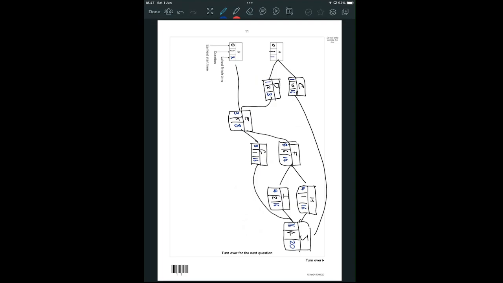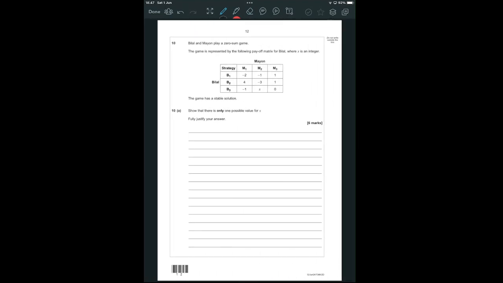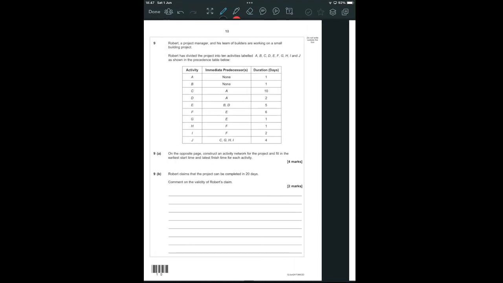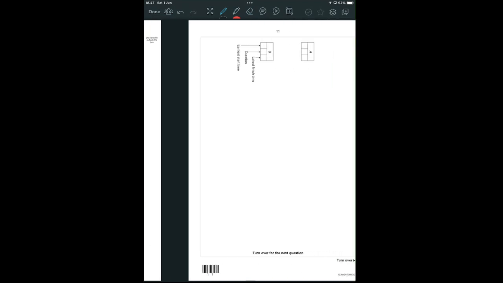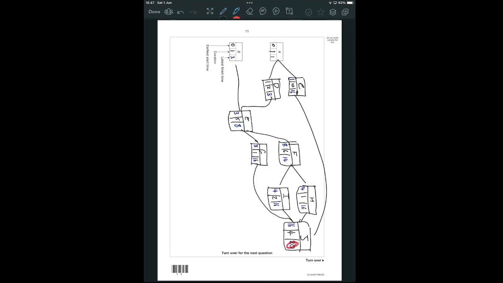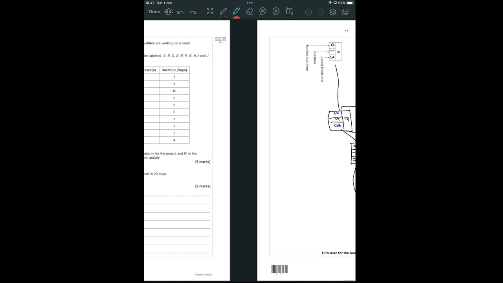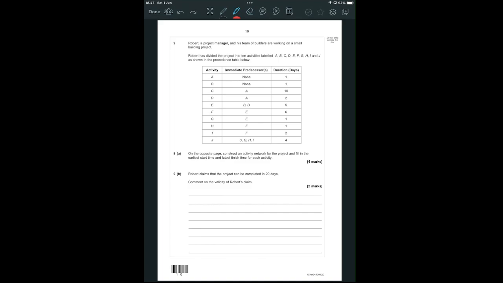Okay, so now I assume it's going to start talking about the critical path for the shortest time. No, again, I'm surprised. Oh, I haven't actually gone back to this section. Robert claims that the project will be completed in 20 days. And yes, indeed, my earliest finish time is 20. Comment on validity. Yes, it can finish in 20 days.